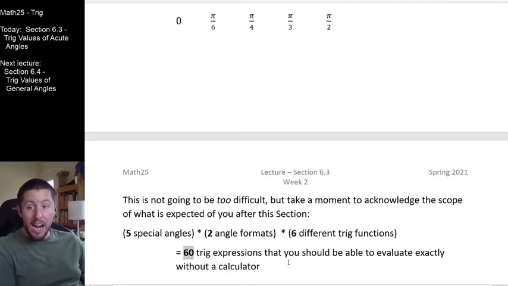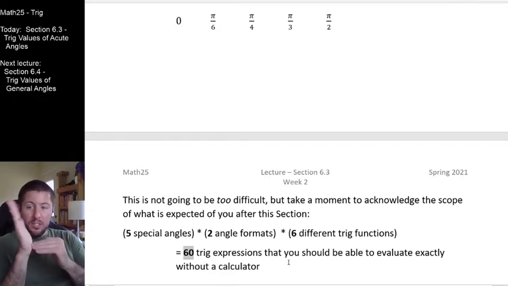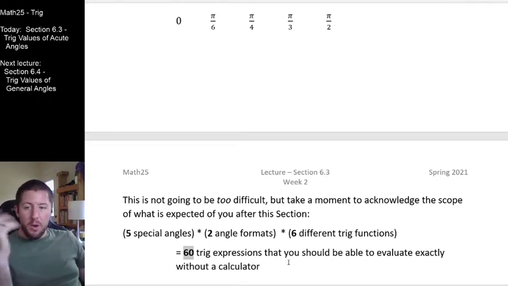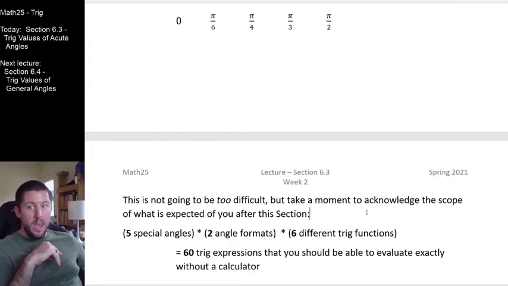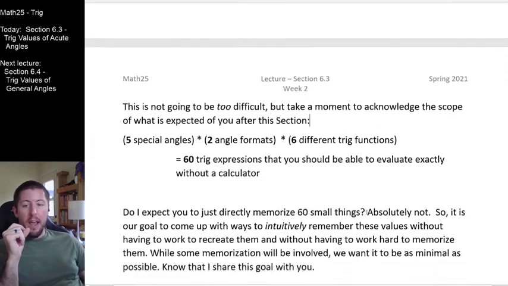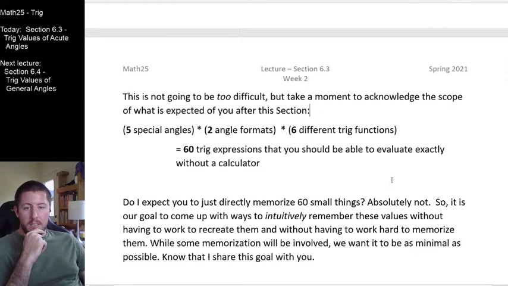And that's kind of a lot. And that's just for one quadrant. That's only our upper 90 degrees right there. We've got 2 or 3 other quadrants to go. So in a sense, there are like 240 different trig expressions that you are expected to be able to evaluate by hand without a calculator within a week. And so in a sense, you should be panicking right now, except don't do that. Do I expect you to memorize 60 small things? Definitely not.